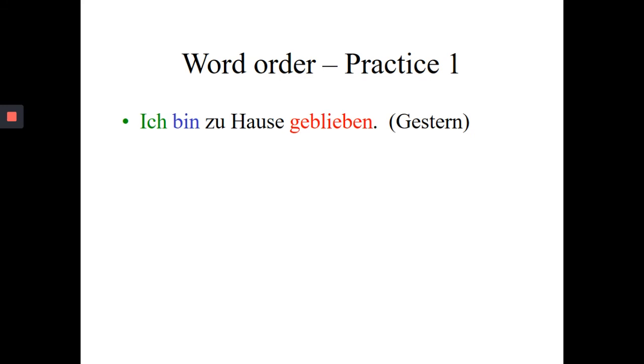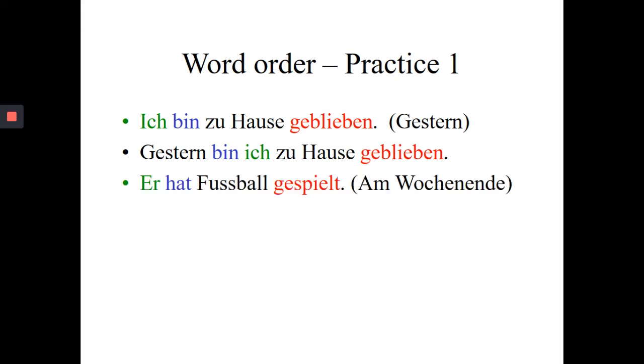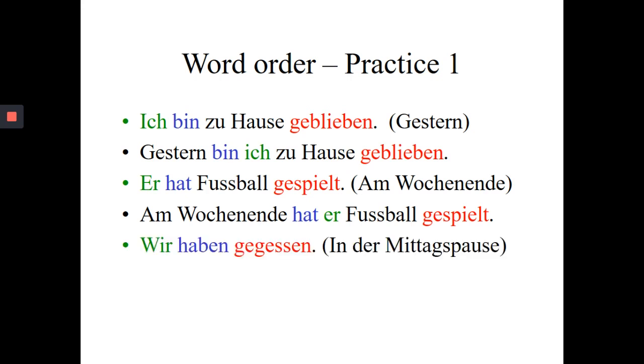So here's some practice of word order. I want you to change that sentence from ich bin zu Hause geblieben and start it with yesterday, with gestern. Pause the video. Okay, so gestern bin ich. So it's what we call inversion, word order with inversion. Gestern bin ich zu Hause geblieben. Next one, hat Fußball gespielt. I want you to change that to at the weekend he played football. So start your sentence with am Wochenende. Pause the video. So am Wochenende hat Fußball gespielt.